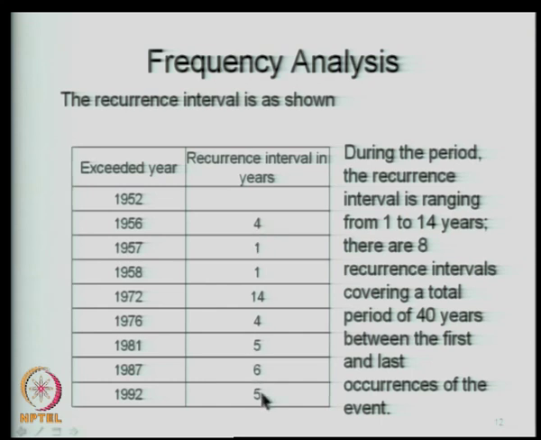So, what is the average recurrence interval? The average recurrence interval is: in these 40 years, 8 intervals are there.